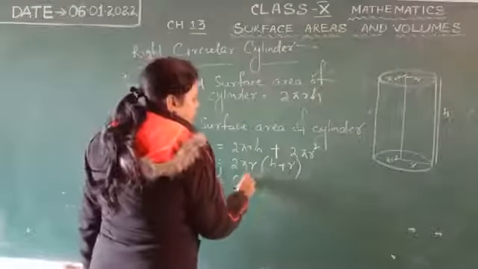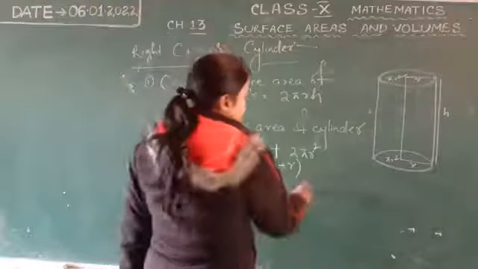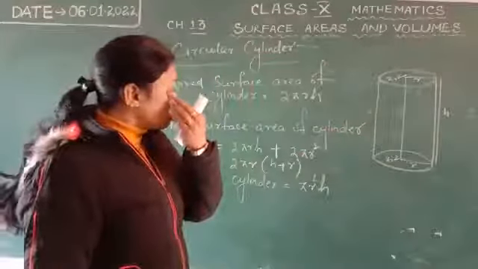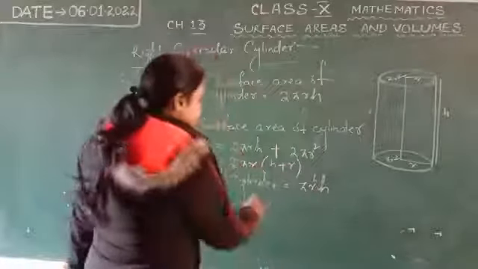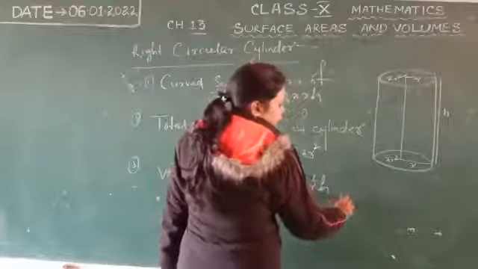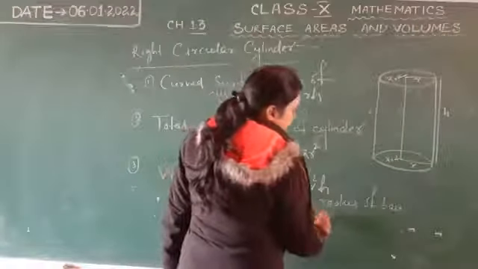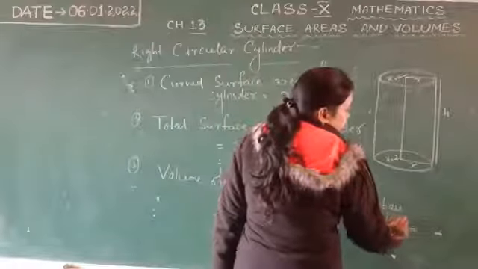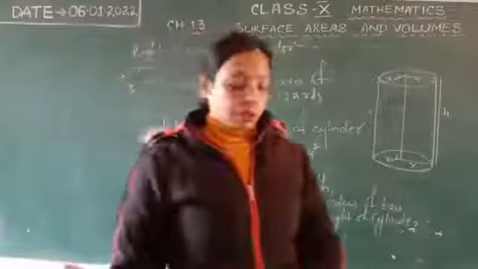Volume of cylinder is equal to pi r square h. This is called the volume of the cylinder, that is pi r square h, where r is the radius of the base and h is the height of the cylinder. Okay, so I think all of you understood.